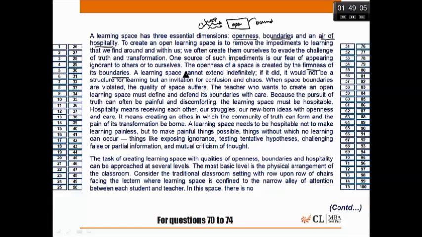Okay, the learning space must be hospitable. Hospitality means receiving each other, our struggles, our newborn ideas with openness and care. It means creating an ethos in which the community of truth can form and the pain of its transformation be borne. A learning space needs to be hospitable, not to make learning painless, but to make painful things possible. Oh, great. Things without which no learning can occur.